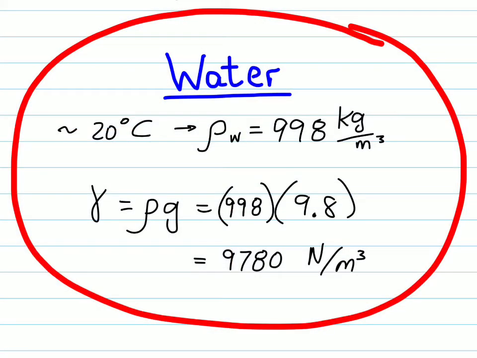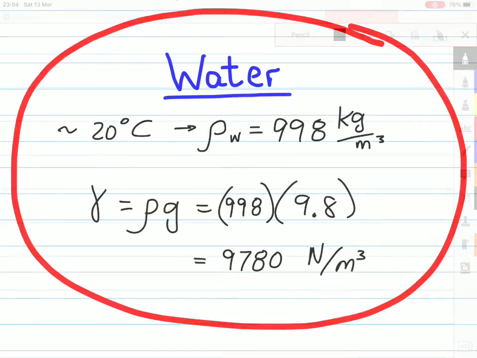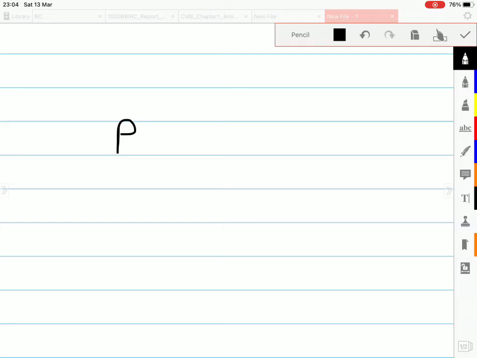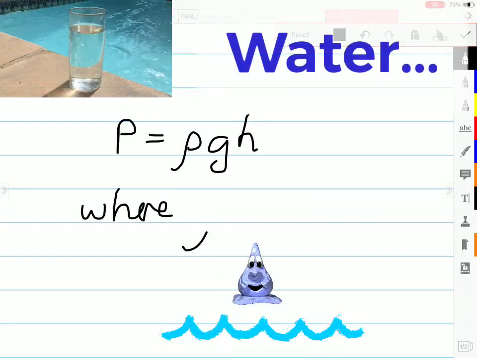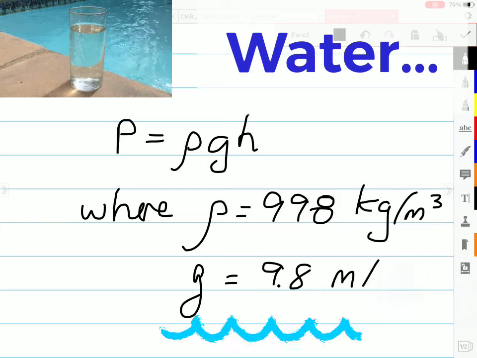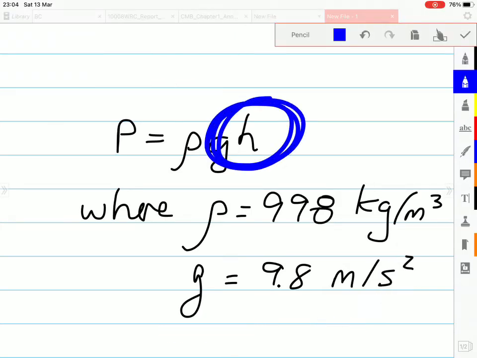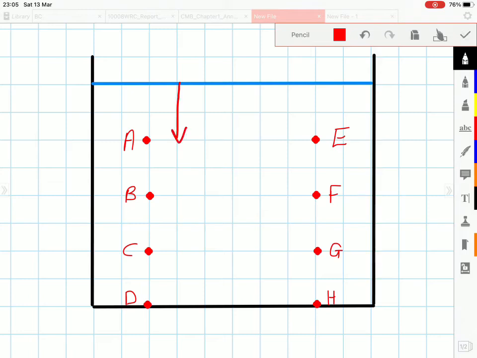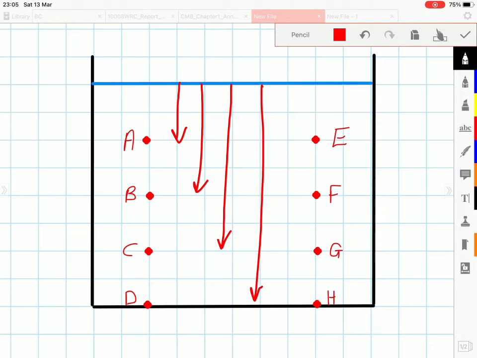Civil engineers typically deal with water at 20 degrees C, where the density is 998 kilograms per cubic meter. For any static liquid, we have ρ for density, g for gravity times h. And when dealing with water, we have the density value known and we know g. But what is h? H is the depth under the water surface that is exposed to atmosphere.